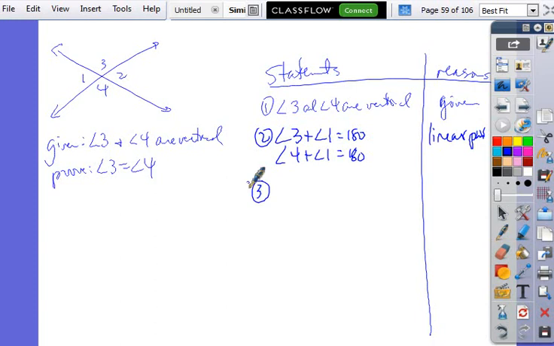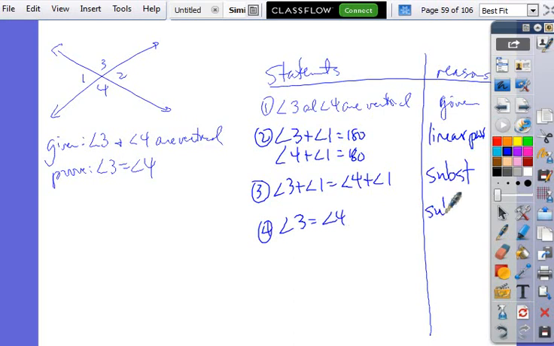You don't have to use angle 1, but you do have to use the same thing for these two parts. So if you do 3 plus 2, then you've got to do 4 plus 2. All right, and so if 3 plus 1 equals 180 and 4 plus 1 equals 180, then angle 3 plus angle 1 equals angle 4 plus angle 1 by substitution. And if I subtract off the ones, then angle 3 equals angle 4, which is what I was trying to prove. That's cool. So that's it.